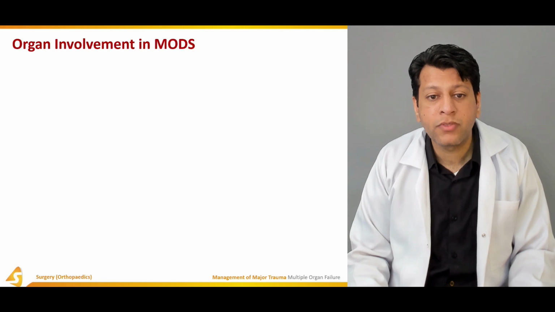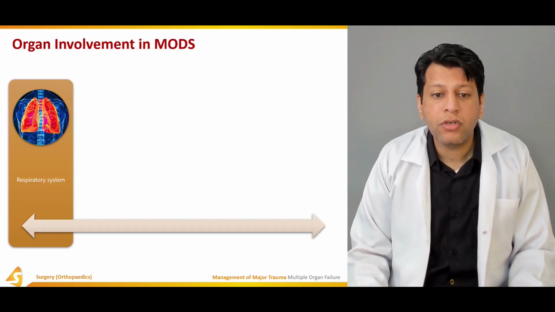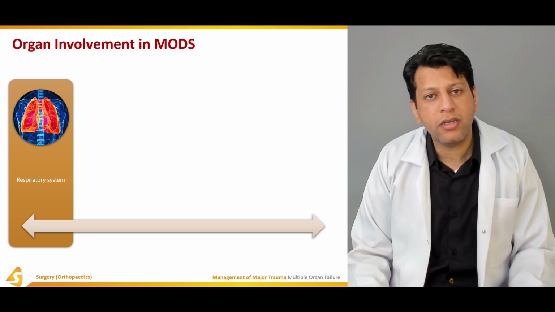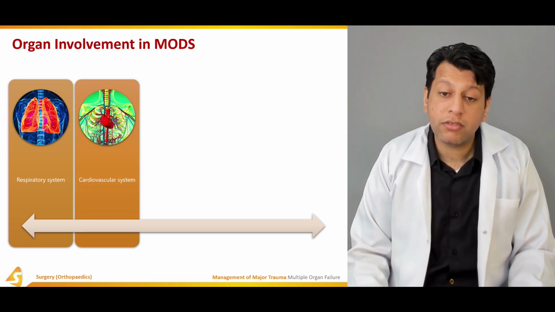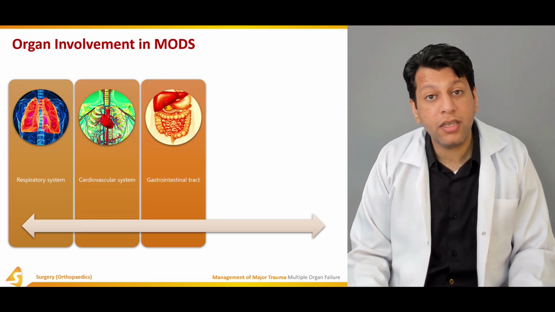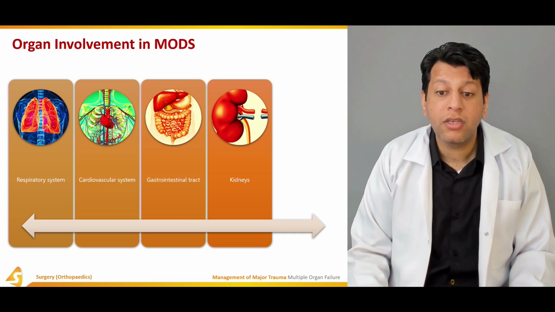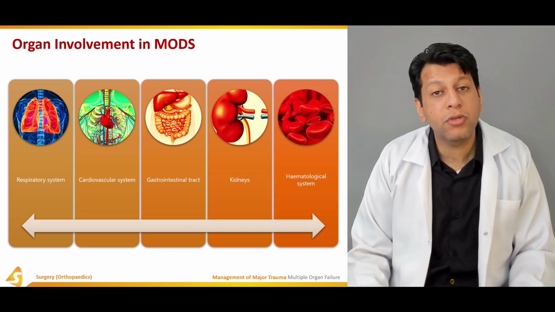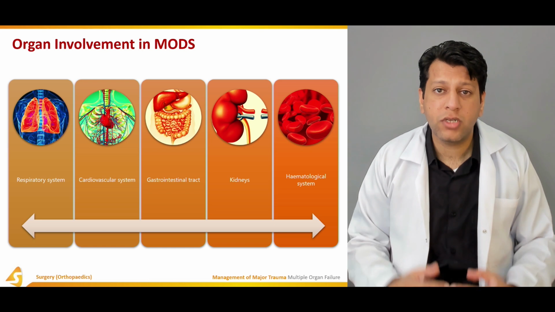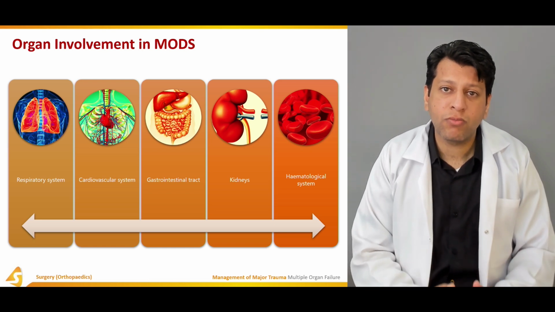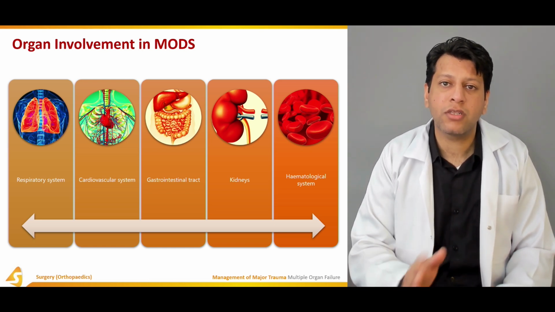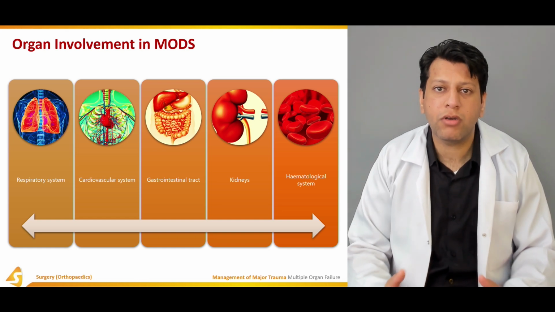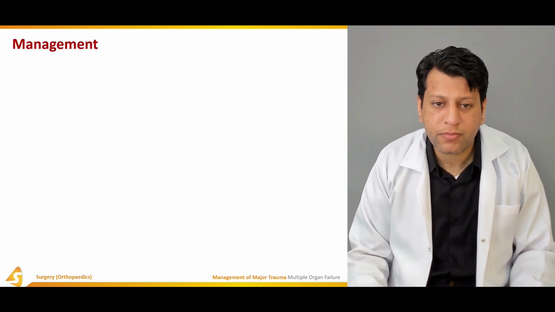So organ involvement in MODS could be of the respiratory system, the cardiovascular system, the GIT or gastrointestinal tract, the kidneys, or the hematological system as well. But once it sets in, once one organ fails, then it's the next one, then the next one, and eventually multiple organs get involved.